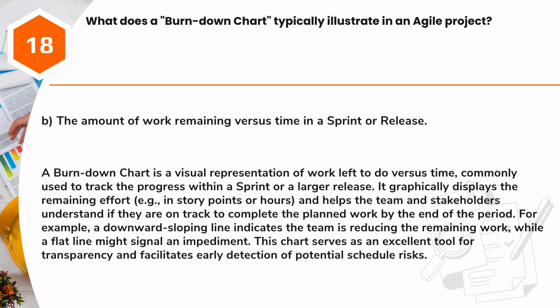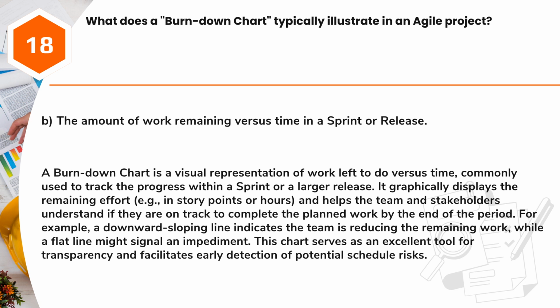Answer, B. The amount of work remaining versus time in a sprint or release. A burn-down chart is a visual representation of work left to do versus time, commonly used to track the progress within a sprint or a larger release. It graphically displays the remaining effort, e.g., in story points or hours, and helps the team and stakeholders understand if they are on track to complete the planned work by the end of the period.